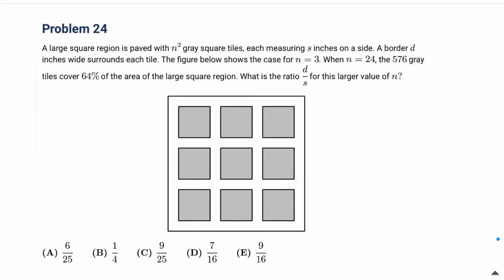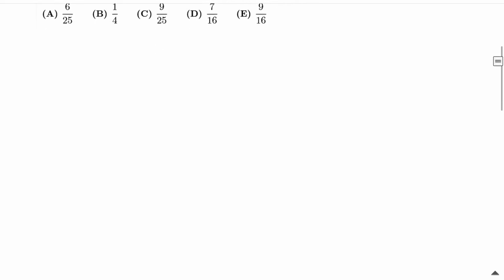Here we're going to solve problem 24 on the 2020 AMC 8, which states: a large square region is paved with n gray square tiles, each measuring s inches on a side. A border d inches wide surrounds each tile. The figure below shows the case for n equals 3. When n equals 24, the 576 gray tiles cover 64% of the area of the large square region. What is the ratio d to s for this larger value of n?